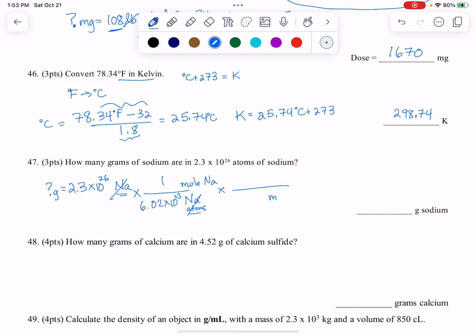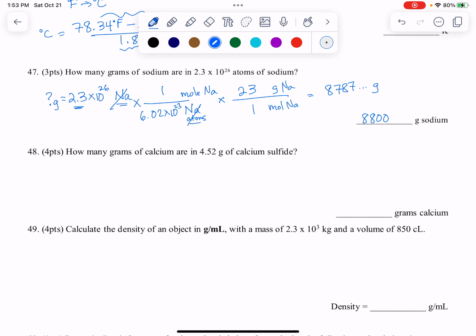And then once I have the moles of sodium, I take that to grams using the molar mass from the periodic table. If I look at sodium on the periodic table, it's about 23. I'm going to go to 2 significant figures for my final answer. I end up with 8787 grams, some decimal places there, or 8800, or I could write that in scientific notation, going to 2 sig figs.